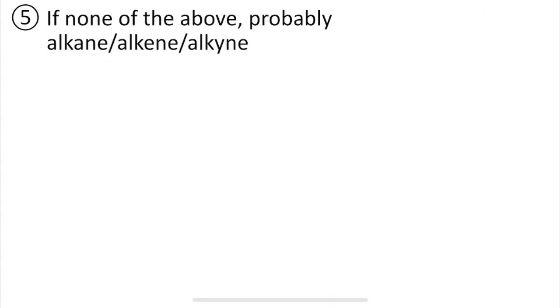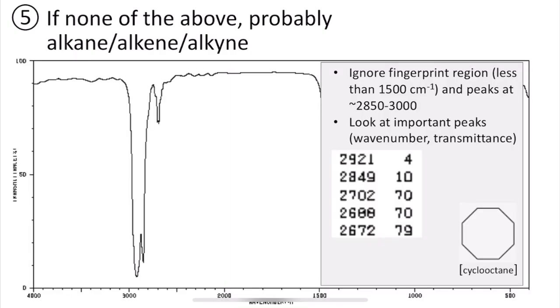Now that you've seen the 4 distinct characteristics in an IR spectrum, what if there is nothing quote-unquote special in the IR spectrum? Well, in that case, most likely it is a hydrocarbon only. For alkanes, all we get are peaks in this 2850 to 3000 region. For example, this is the IR spectrum of cyclooctane.